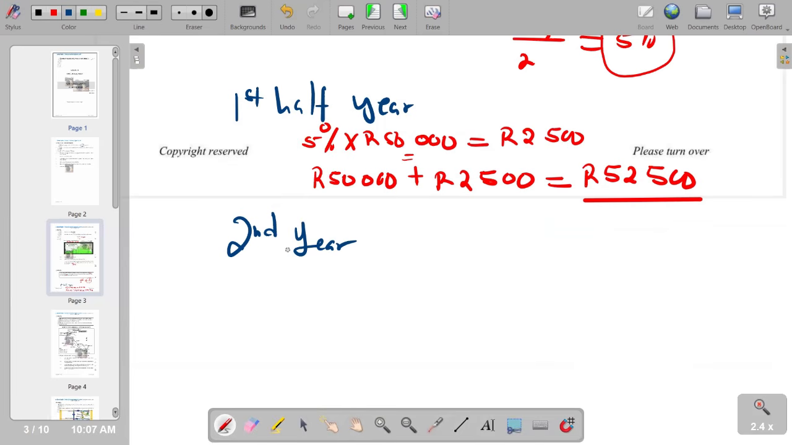For the second year, you are now using 52,500 as the new principal. So in that case, you are now saying your 5% times the new principal, which is now 52,500. You calculate, and you see that your amount is 2,625.